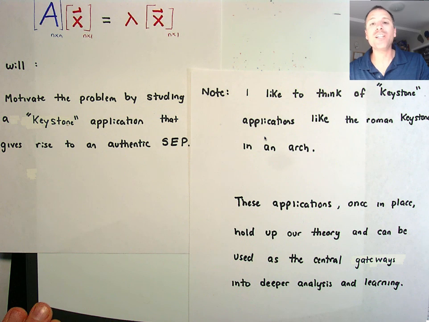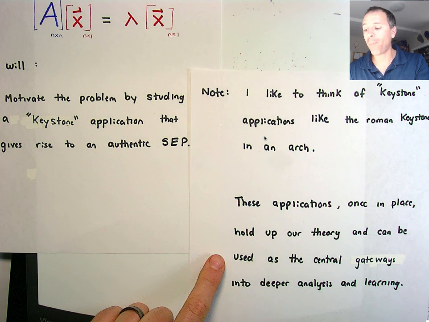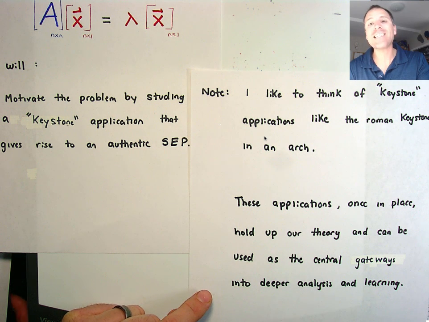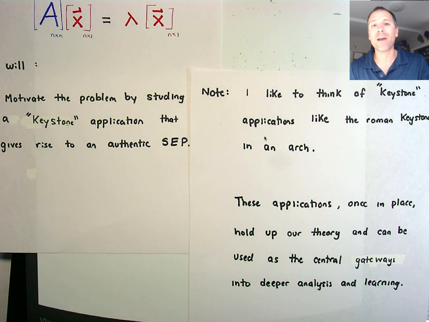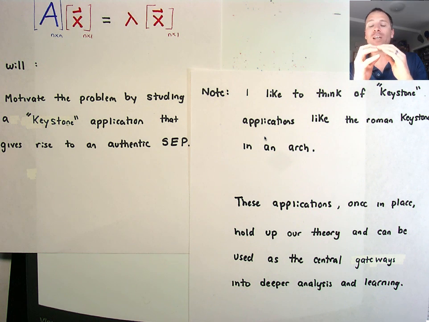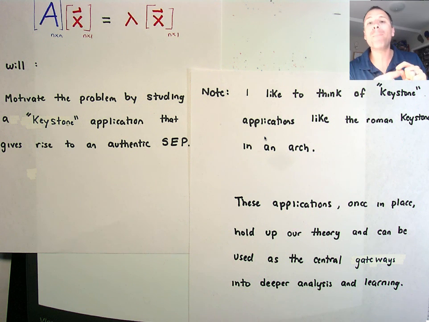Similarly, when I'm coaching young students, I look for keystone applications that will hold up our theory and can be used as central components for future gateway studies. And so what I mean by that is, once you have this foundation, you can pass through a bunch of new information and the arch that you built in your introduction won't fall down. You have a very, very solid understanding that's based on these critical ideas.